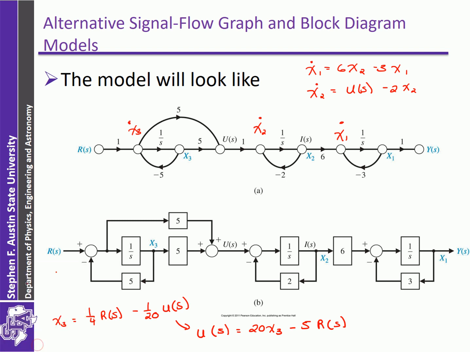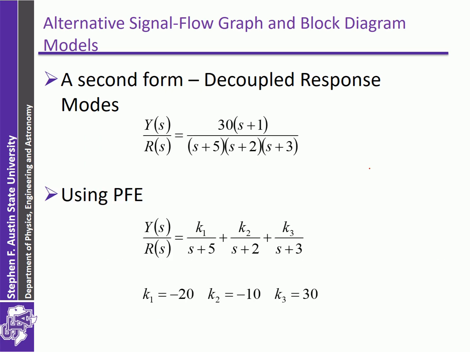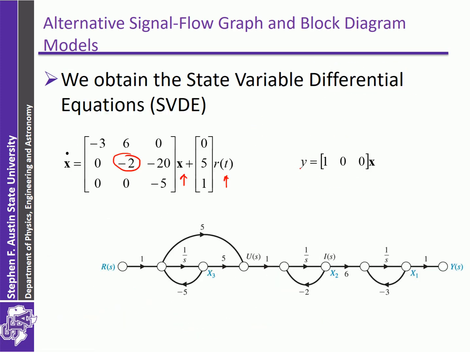And say x2 dot will be equal to what? So it's not u of s, but it's going to be 20x3 minus 5 r of s minus 2x2. So this is going to give us what? It's going to be minus 2x2. So this is the minus 2 we have in here. Okay. Then we have 20x3. So we have minus 20x3.